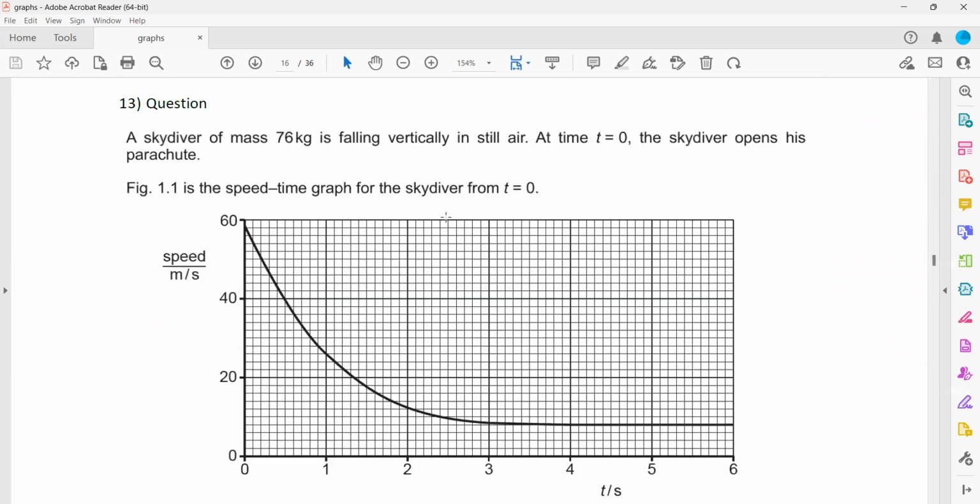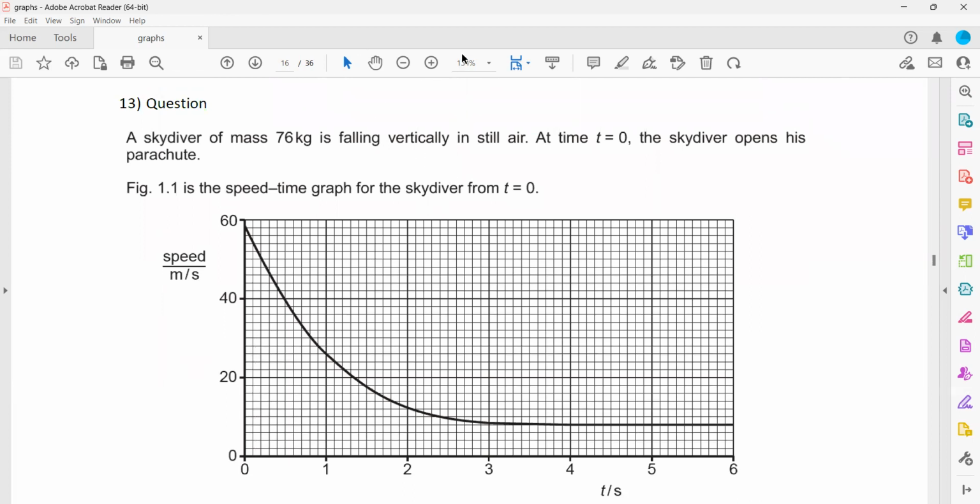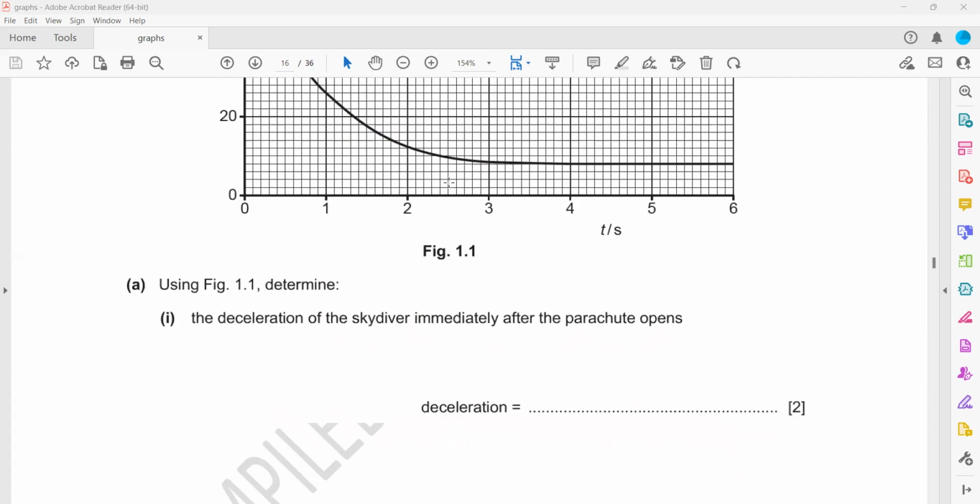And in question 13, a skydiver of mass 76 kilogram is falling vertically in air. What happened to the acceleration of the skydiver? Here in the beginning, it is a straight line, so the deceleration is constant. But the angle is decreasing, so the deceleration is decreasing, and at this point the deceleration is 0. Why is the deceleration decreasing? Because the resultant force is also decreasing. The air resistance increased, so maybe he opened the parachute.